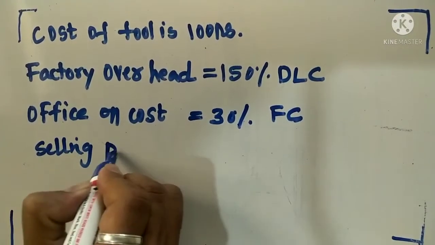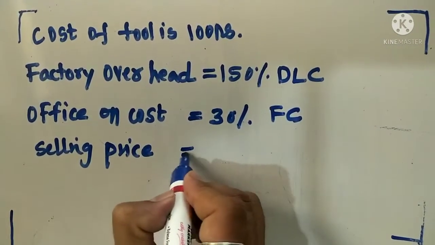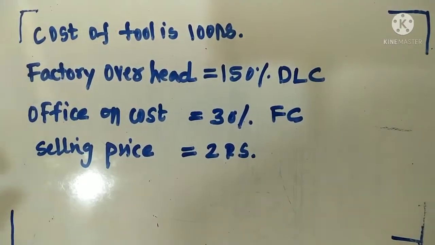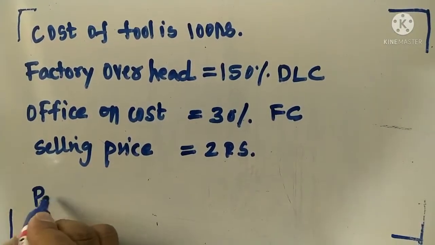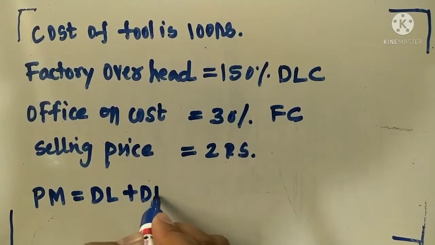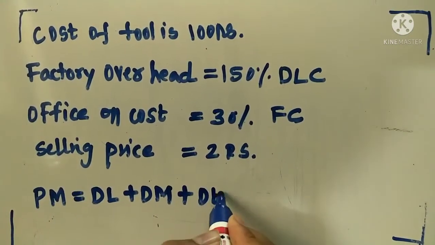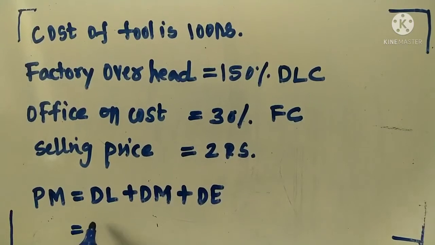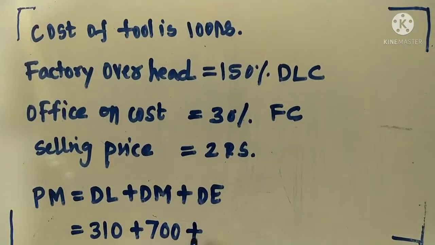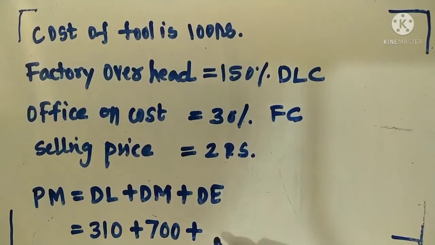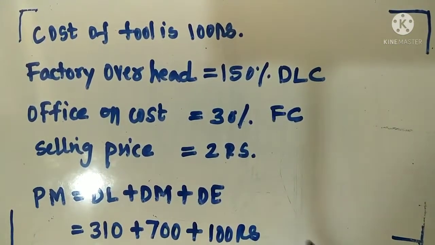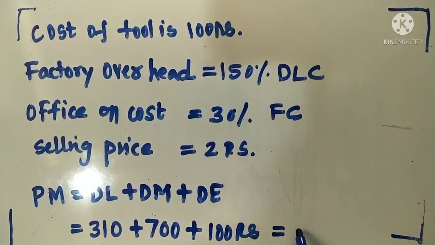So in this particular problem, we have to find out whether the company is in profit or in loss. Let us first find out the prime cost. Prime cost is the addition of direct material cost, direct labor cost and direct expenses. We can take that from the given data. The direct labor cost is 310 rupees, material cost is 700 rupees, plus tool cost is 100 rupees. If you add this together, the answer is 1110 rupees.